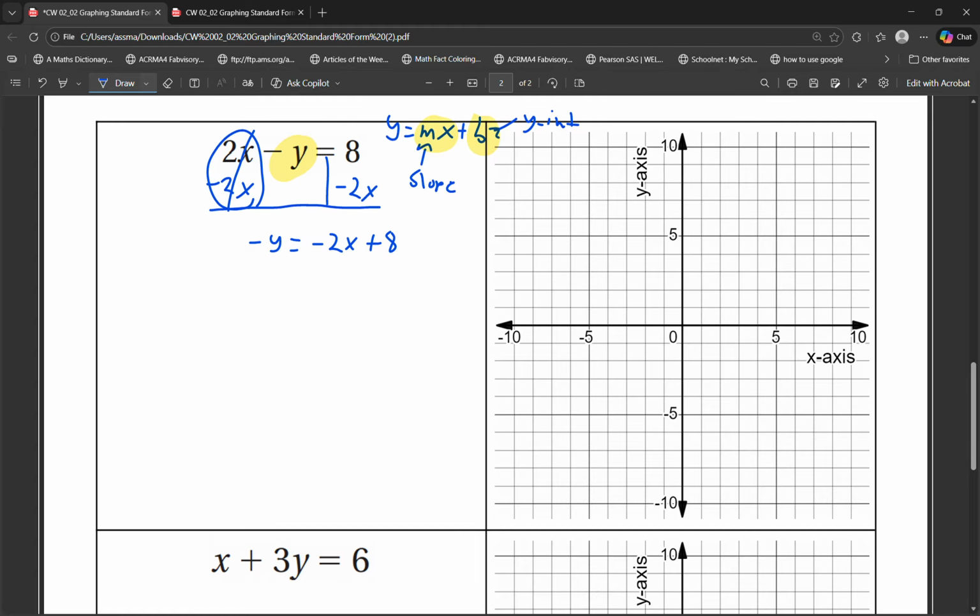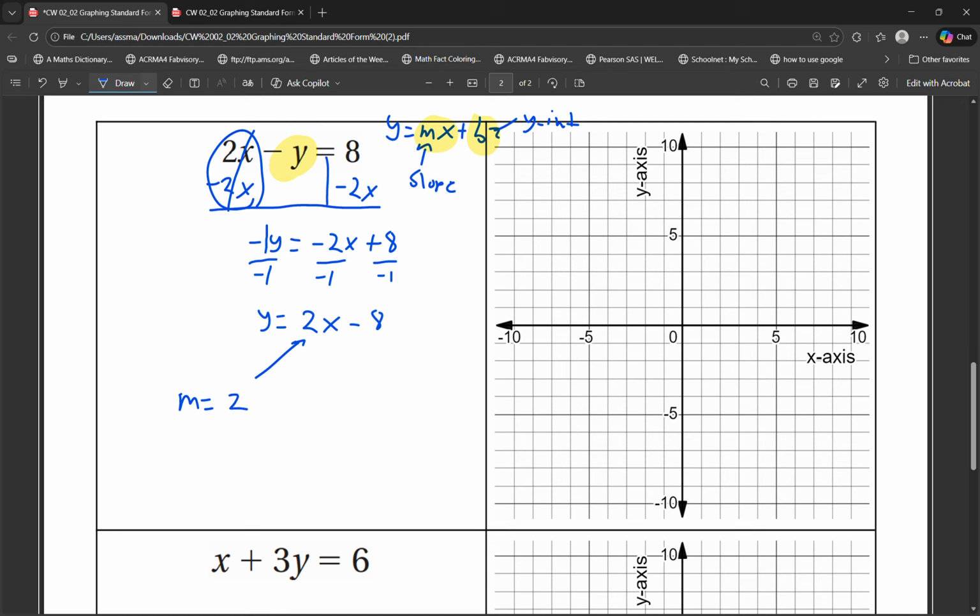Now, notice y is still not on its own. It has that negative in front. Keep in mind there's an invisible negative 1, so we want to divide by negative 1 on each term, just like that. Which then gives us y is equal to negative 2 divided by negative 1 gives us a positive 2x, and positive 8 divided by negative 1 gives us a negative 8.